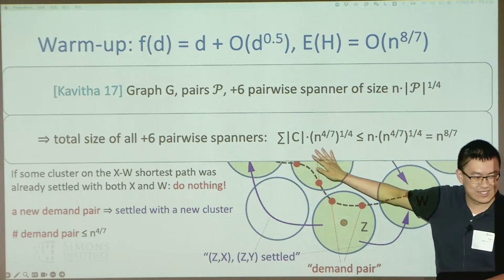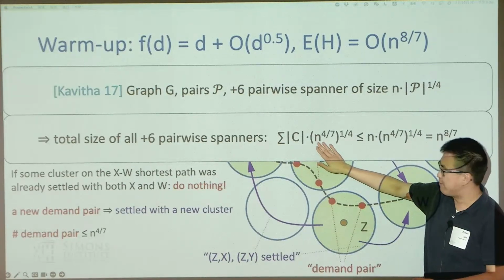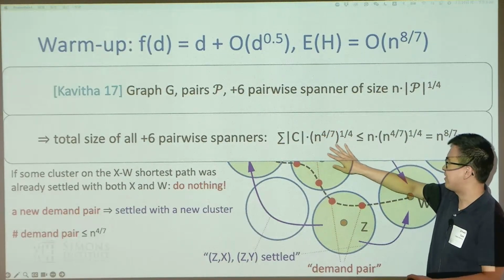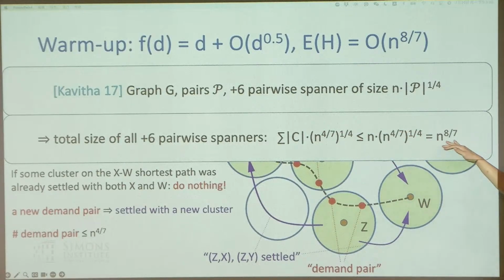It's still a similar calculation. If each of them has demand pairs bounded by n to the 4/7, then to the 1/4 is n to the 1/7 overhead. So in total, it's n to the 1/7 overhead. That's it. That's the special case where k equals 2. Any question on this slide? Still pending is the simplifying assumption, right? Yeah, still pending. I will convince you how to do that at the very end.